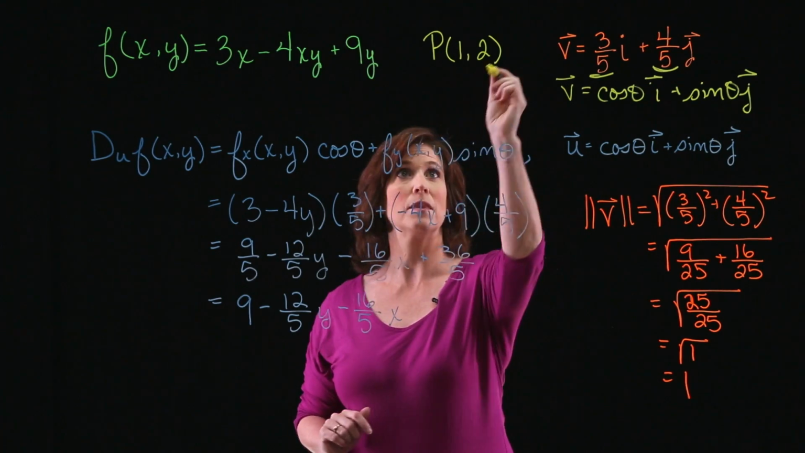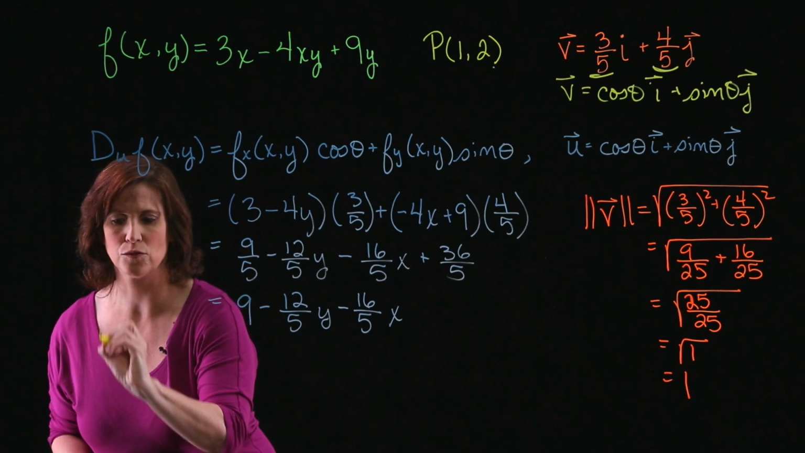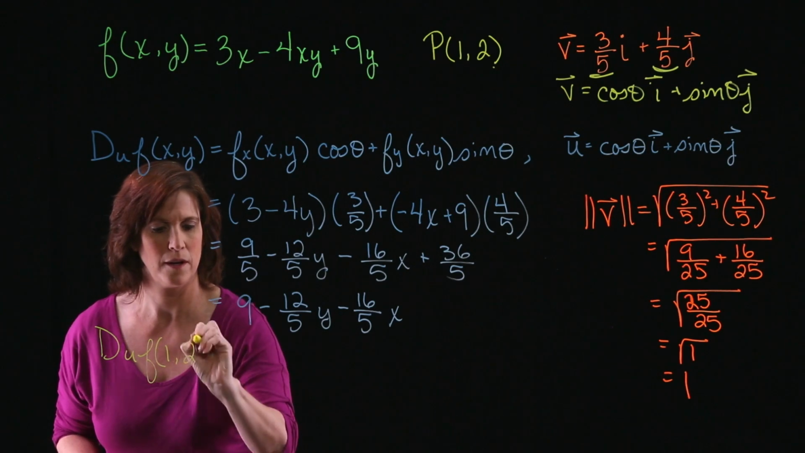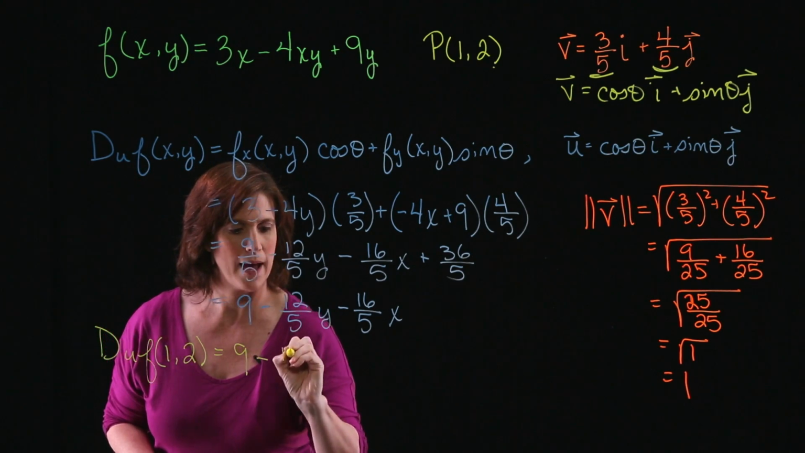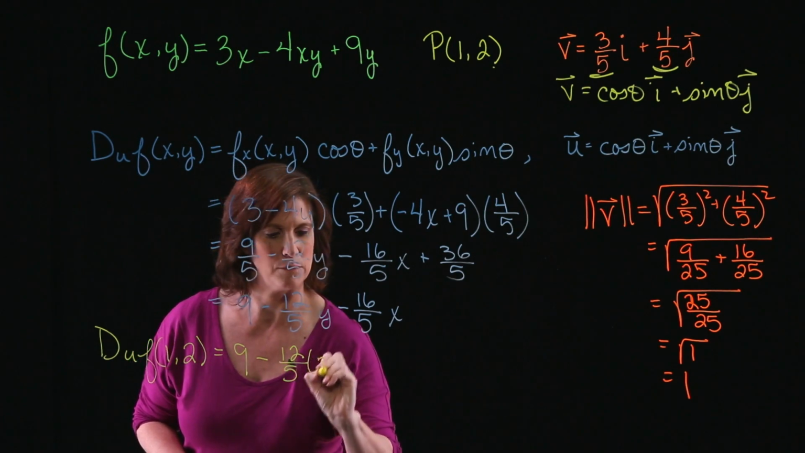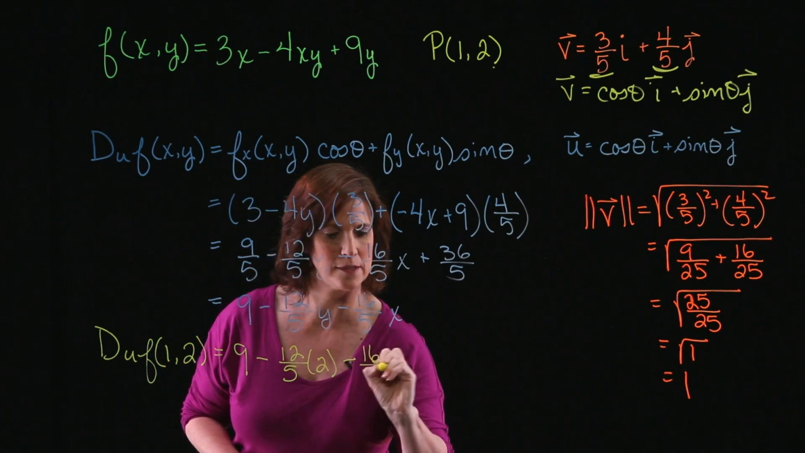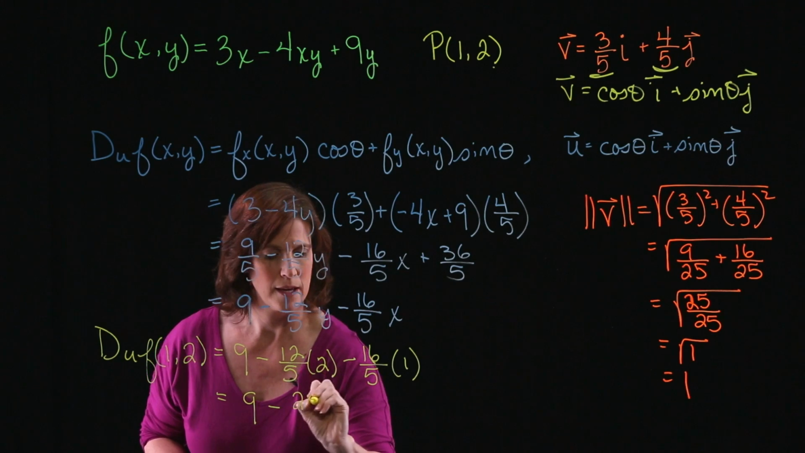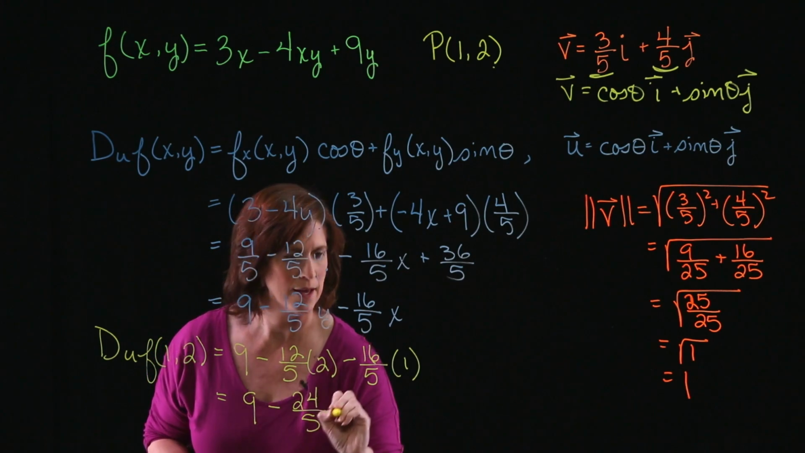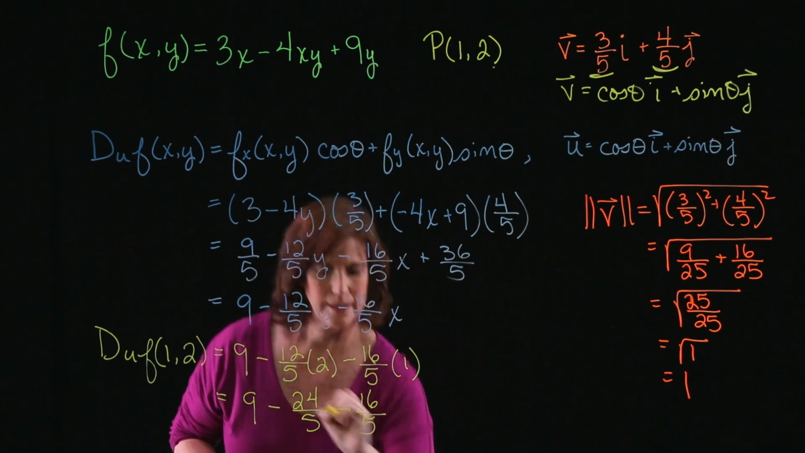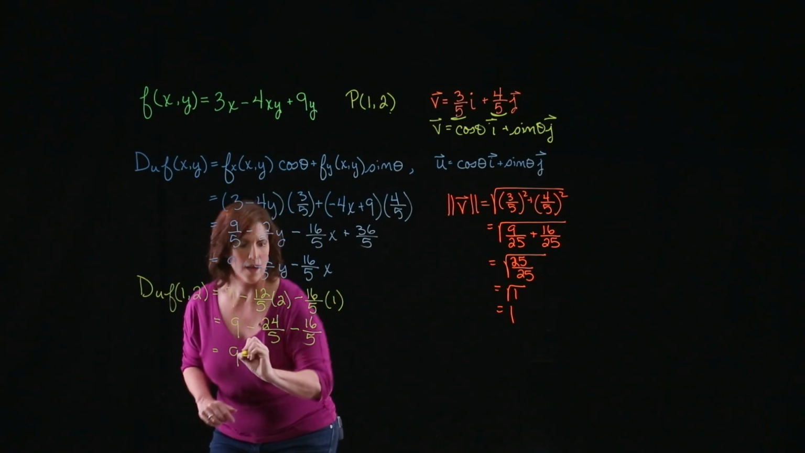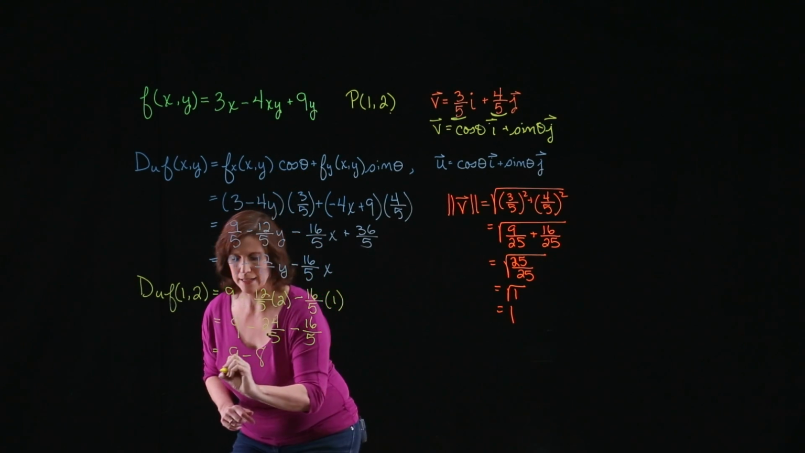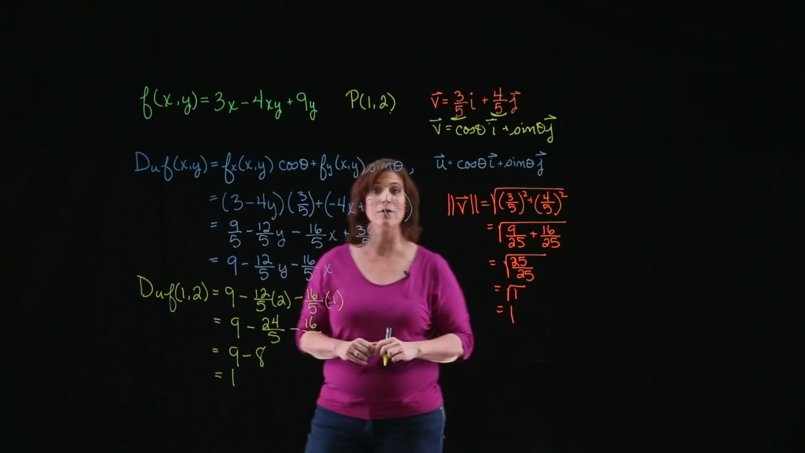I'm interested in what's happening at the point (1, 2). So my directional derivative at the point (1, 2) is going to be 9 minus 12/5 times 2 minus 16/5 times 1, or 9 minus 24/5 minus 16/5, which is 9 minus 40/5, which is 9 minus 8. And so my directional derivative is 1.